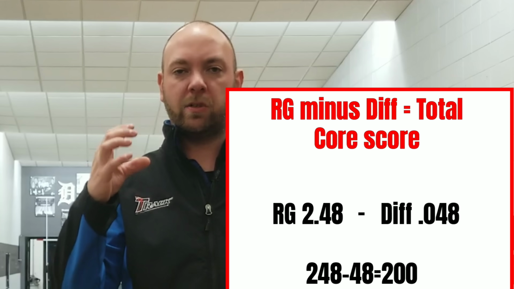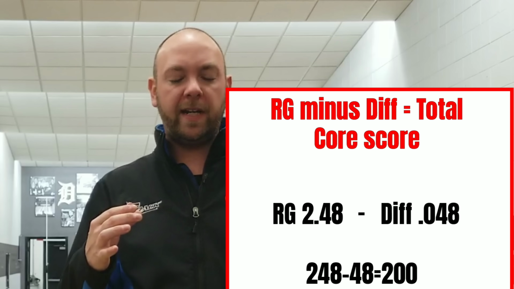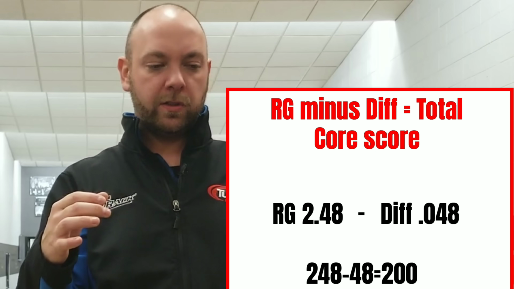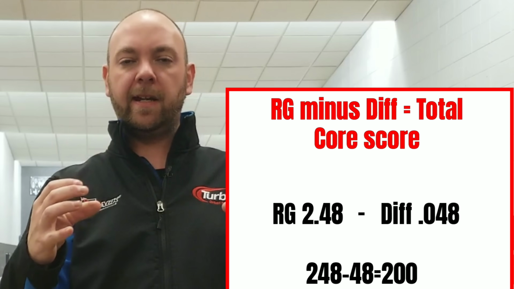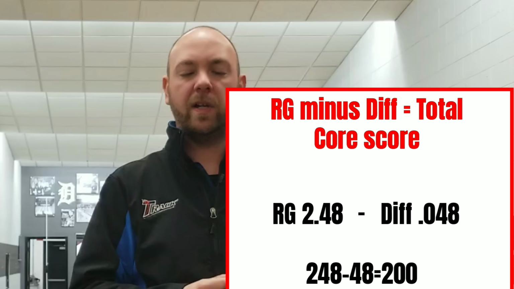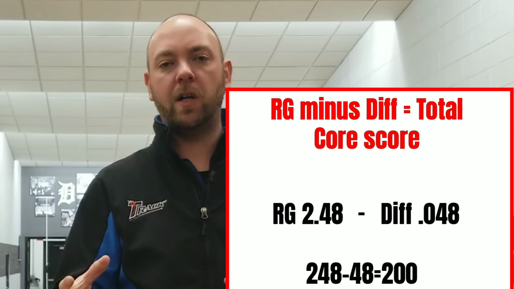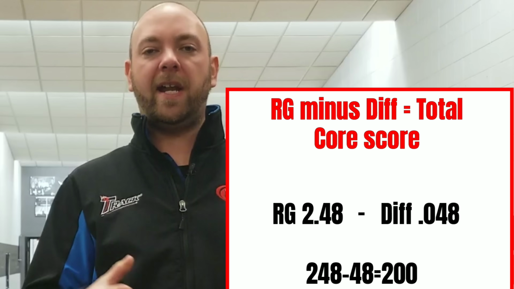What that did was we took the RG of the bowling ball and we took the differential as whole numbers. So if it was 248 and 048, we took the 248 and we just made it 248, and we took 048, we just made it 48, and we subtracted the 48 from the 248, which gives us a whole number of 200. That would be the ranking of the bowling ball.